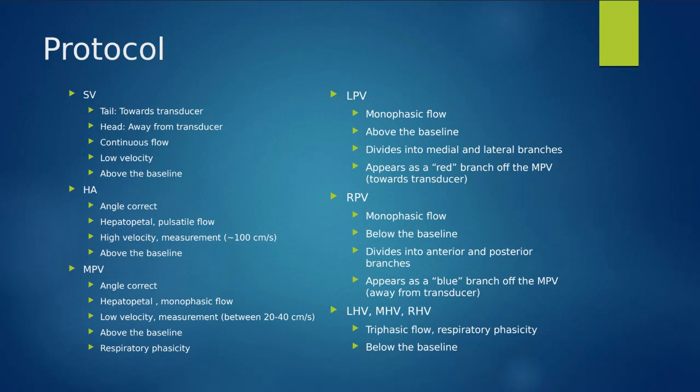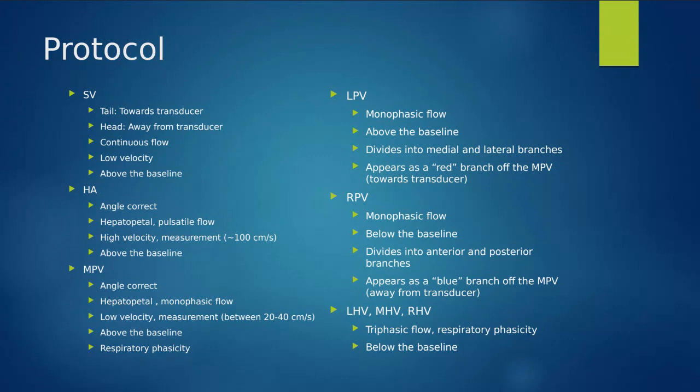Now our right portal vein is still going to be a monophasic, continuous waveform. This is going to show flow below the baseline, so it's moving away from our transducer now. It's coming from that main portal vein and diving down to supply that right lobe. It's going to split into anterior and posterior branches, and it's going to appear as the blue branch coming off of the main portal vein. So it's showing that it's traveling away from the transducer as it dives down into that right lobe from the porta hepatis.